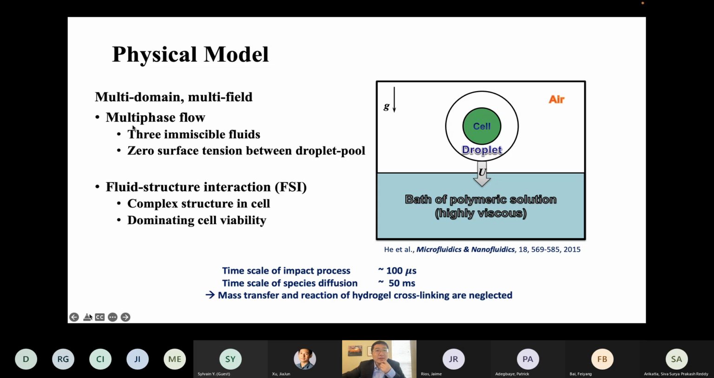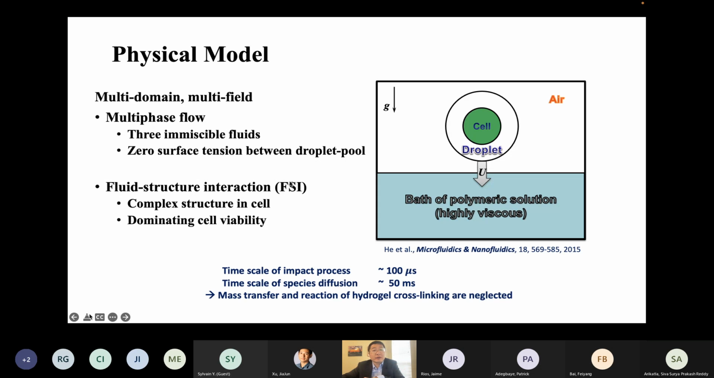So then we have a multiphase flow, of course. We have three fluids, and then we have surface tension for droplet and air, and polymeric solution and air, but we neglect the surface tension between droplet and pool. When the droplet contacts the pool, we know that they are water-based solutions, so the contact will have no surface tension. But then the second part will be a little bit more complicated.